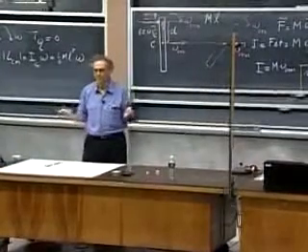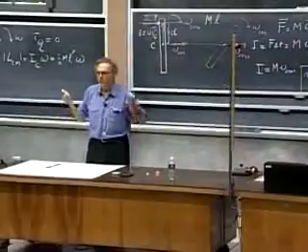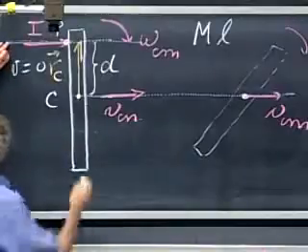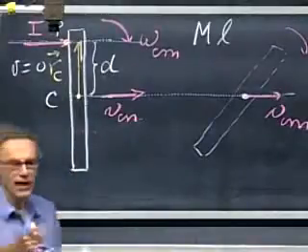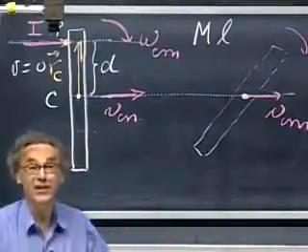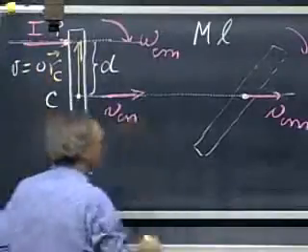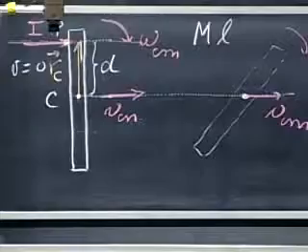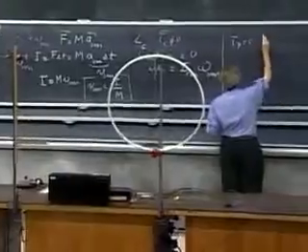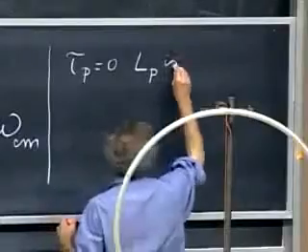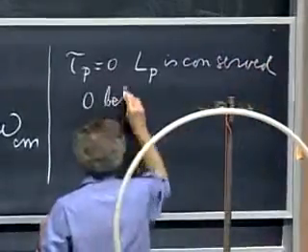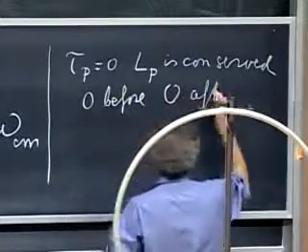Angular momentum must be conserved about that point, because there is no torque relative to that point. Any position vector from this point to here is in the same direction as the force, so R cross F is zero. Now we have an infinite number of points, all on this line, where the torque is zero. So the torque relative to point P is zero, and the angular momentum L relative to point P is conserved. It is zero before, and so it's zero after the hit.